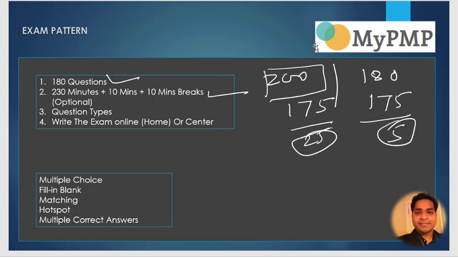We'll have 230 minutes, that is 3 hours and 50 minutes. Earlier the test was 4 hours, and now it is 3 hours 50 minutes, and you'll have 20 questions less, which is not bad.